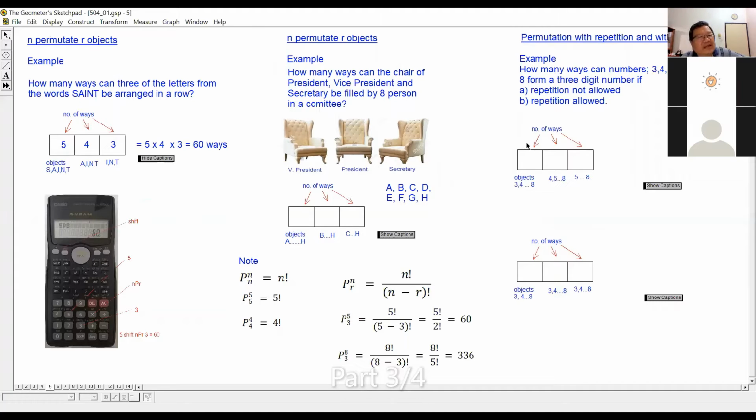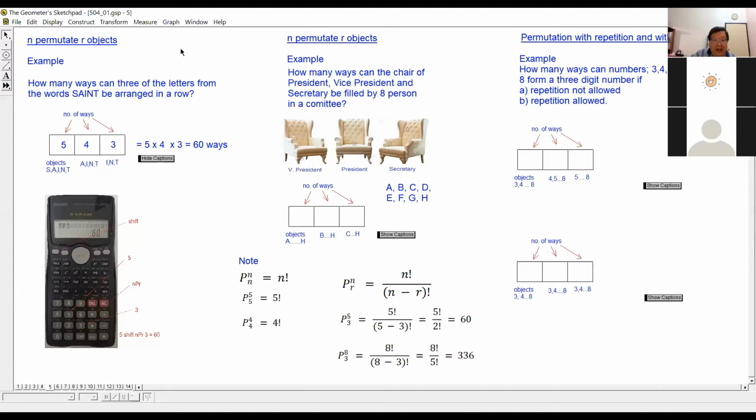The question is slightly different. There are n objects and we want to permutate r objects. That means I have, let's say, 10 objects. Then I take out and arrange them. I'm not going to arrange all the 10. Probably I want to arrange 5 of them only.